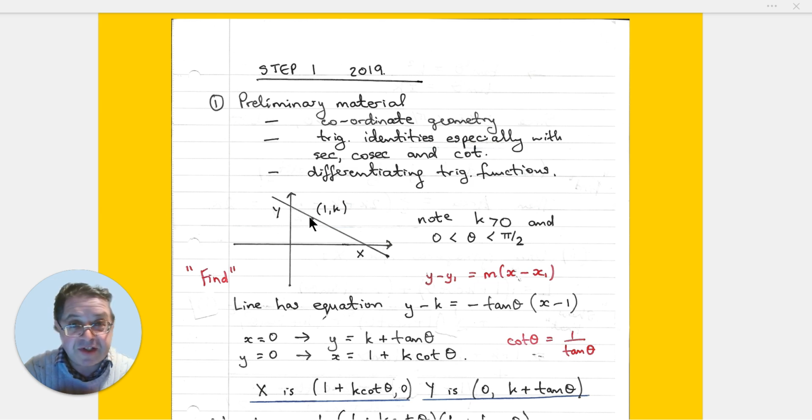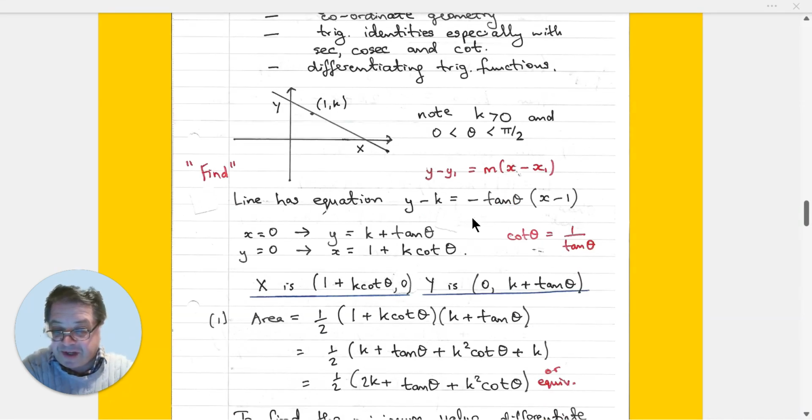Cot theta is defined as 1 over tan theta. You could write k over tan theta in this question. That would be perfectly valid. But since this question involves sec, cosec and cot all the way through it, we might as well start using those functions right from the start.